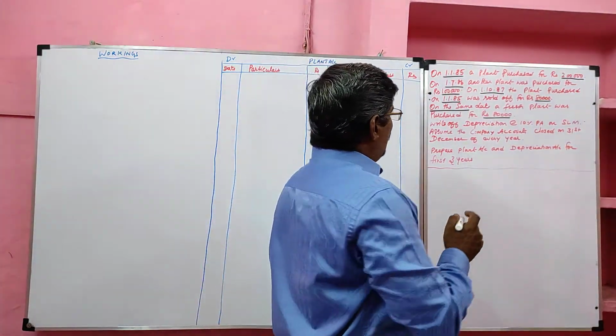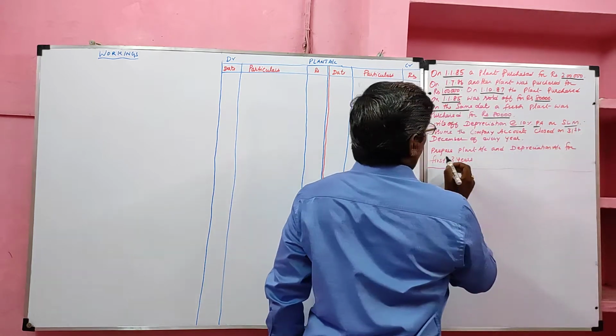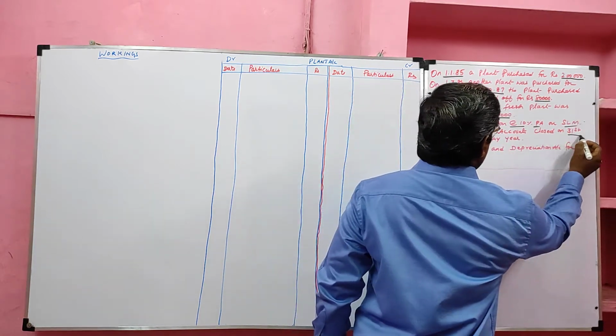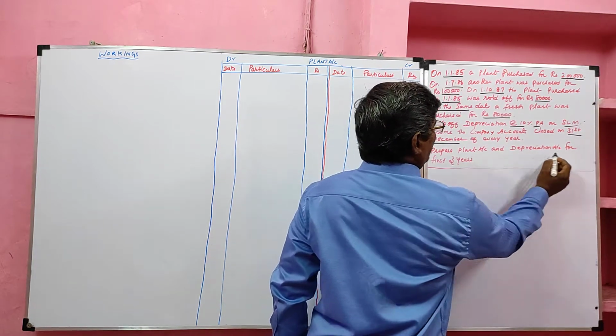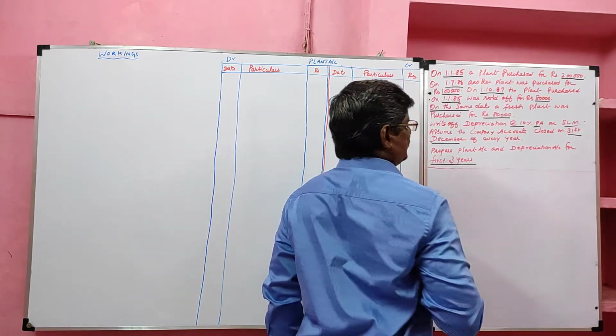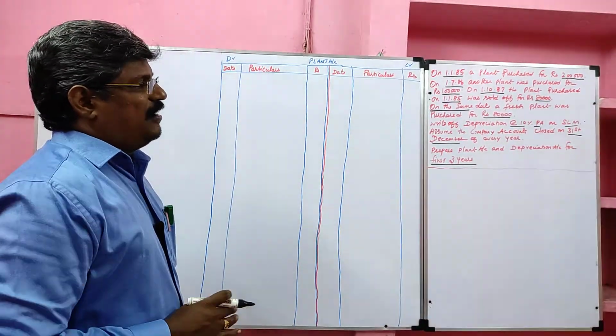Write off depreciation at 10% per annum on straight line method. Assume company accounts are closed on 31st December of every year. Prepare plant account and depreciation account for first 3 years.